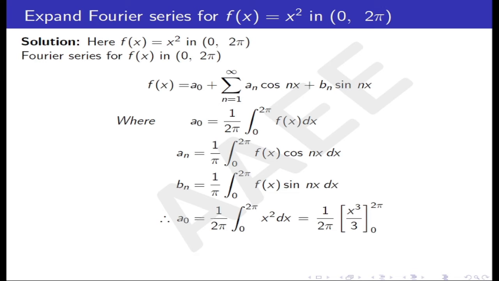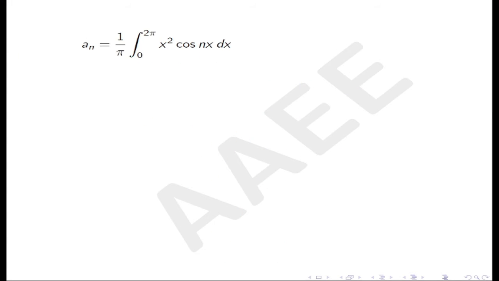To find a0, let us take 1 upon 2 pi integration from 0 to 2 pi x square dx. Integration of x square is x cube by 3. Therefore, a0 will be 1 upon 2 pi times x cube by 3, with limits from 0 to 2 pi. By putting the limits, this will be 1 upon 2 pi times 2 pi cube upon 3, and 2 pi and 2 pi will get cancelled from numerator and denominator, leaving only 2 pi square upon 3, which can be written as 4 pi square by 3. It is the a0.